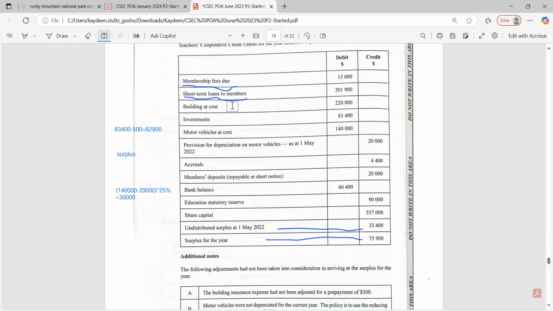All right, so we're going down. Membership fees due, those are revenue outstanding. So revenue owing, that is a current asset. Short-term loans to members, that we can look at as an account receivable, right? So we soon collect that money from our members. Bank balance is also a current asset. So we're going to look for those.